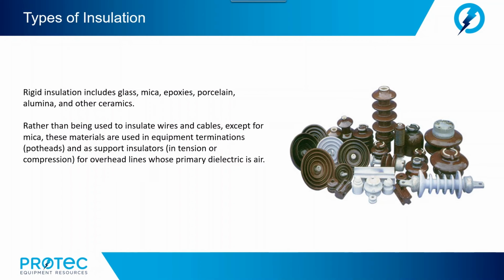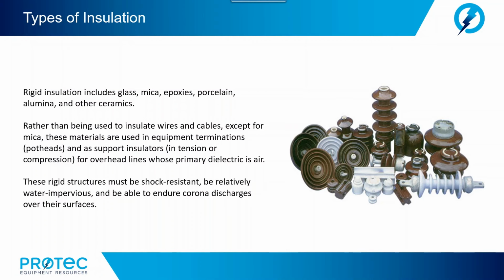Rather than being used to insulate wires and cables, except for mica, these materials are used in equipment terminations, such as potheads, and as support insulators, such as in tension or compression, for overhead lines, whose primary dielectric is air. These rigid structures must be shock resistant, be relatively water impervious, and be able to endure corona discharges over their surfaces.